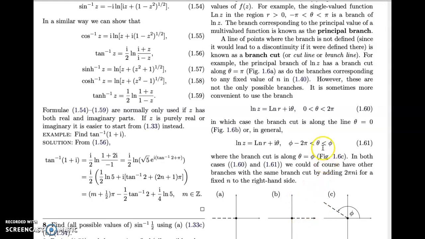Or we could say that theta is allowed to vary between any particular fixed angle phi minus 2 pi and the angle phi, which is illustrated here, and then the branch cut would be along here. So basically, we can choose the branch cut to be along any angle we like. Normally, we choose case A or B as the most useful, but occasionally we choose it to be along the negative imaginary axis. It's also used sometimes.